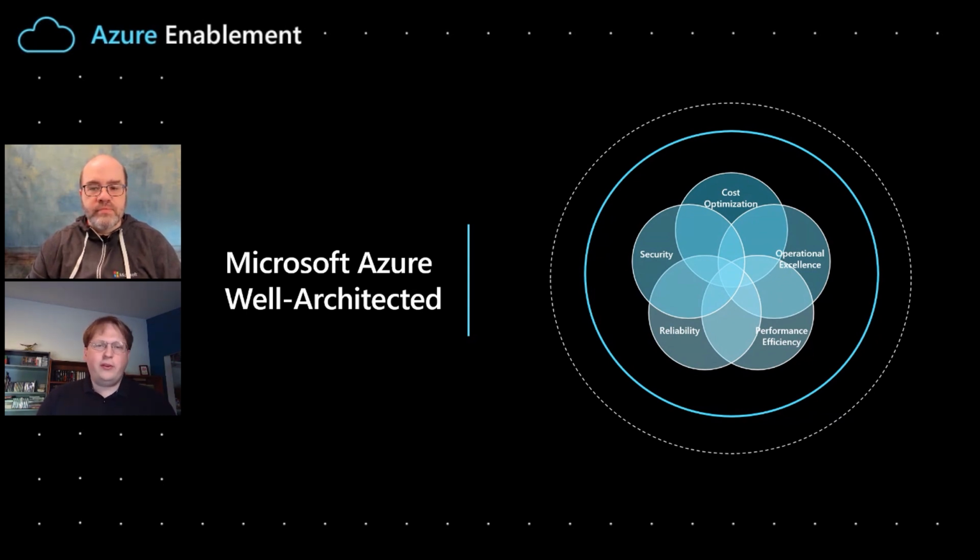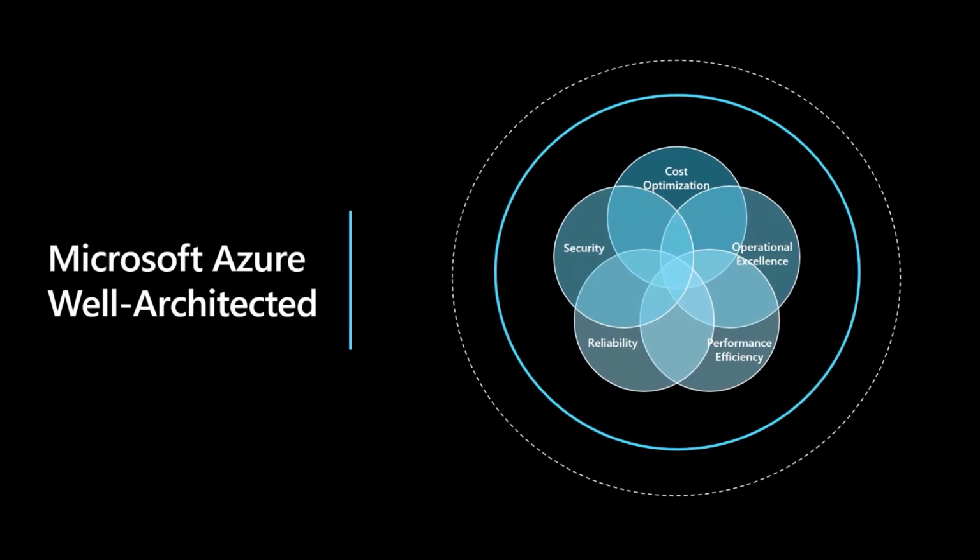Reliability is focused on how your workload handles failures and how you recover afterwards. Security, we all know what that is, really. It's really how you protect your workload from threats and bad actors. And then finally, operational excellence is how you deploy your workload to the cloud, how are you managing it once it gets there.